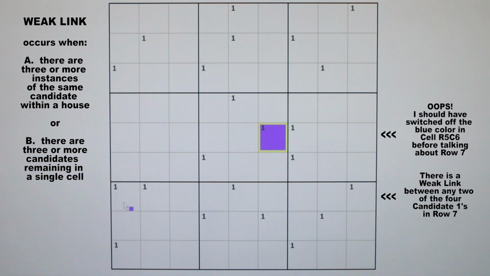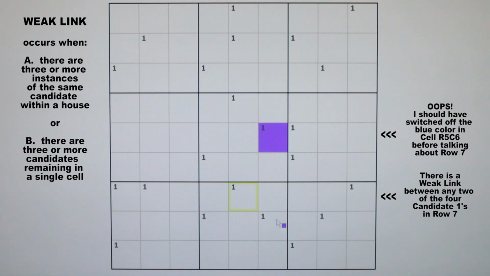Now in this row, row 7, there are 4 ones. So there can only be a weak link, not a strong link, between any two of them. Between these two outside ones, or between the two inside ones, or between this one and that one. Because there are 4 ones in row 7, there cannot be a strong link. Any two of those can only be weakly linked.